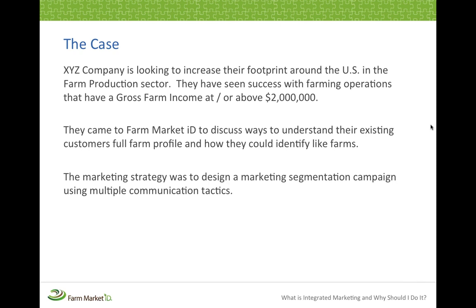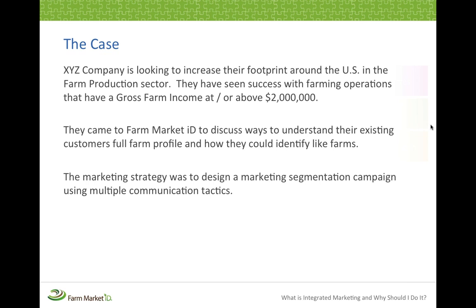Our case study today is looking at a company that was looking to increase their footprint around the U.S. in the farm production sector. They have been successful with farming operations that have a gross farm income above $2 million. And that is their target area, their target segment that they want to also try to grow their business in.